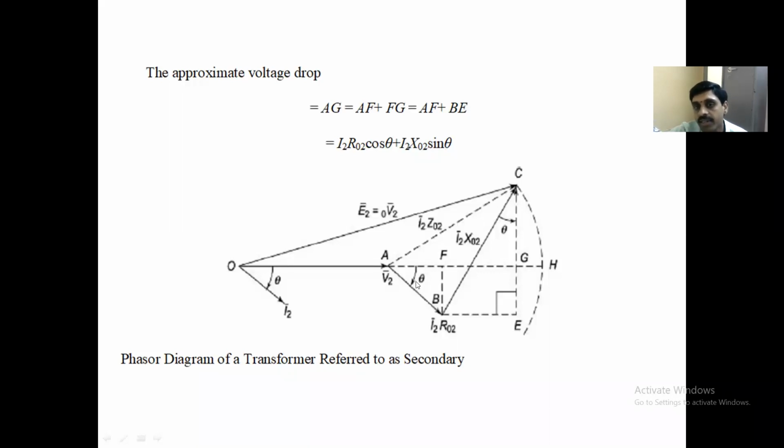Again, we have to construct some triangles here. Here, this is theta. Here, this is also theta. We have to construct one right angle triangle. Therefrom, this length is nothing but the difference between those two. AG is the approximate voltage drop difference between these two, so we have written AF plus FG. AF is nothing but I2 R02 cos theta. FG is nothing but I2 X02, opposite side, sin theta. This is for lagging power factor load.